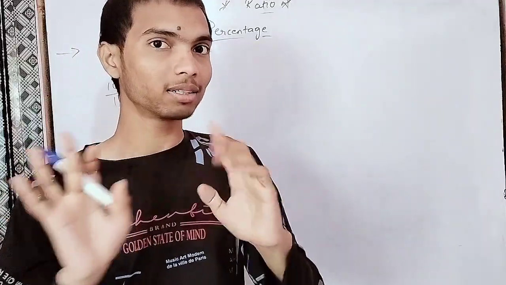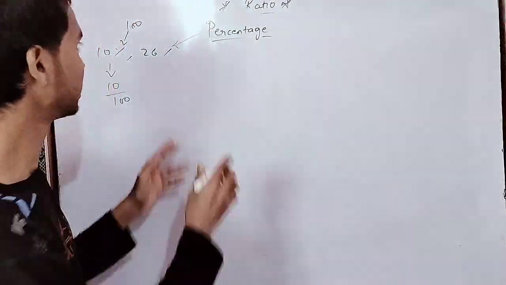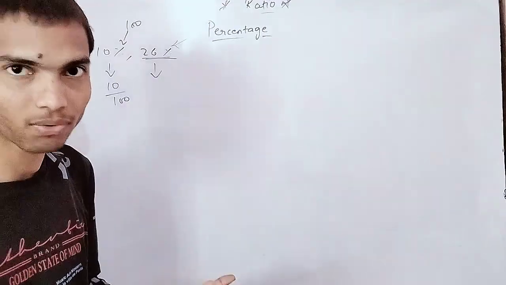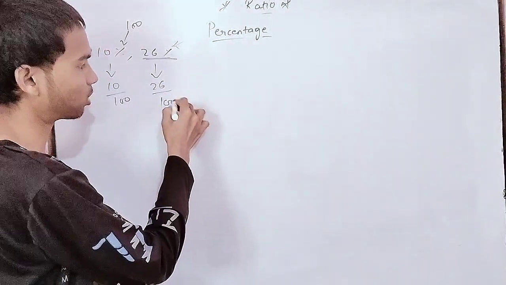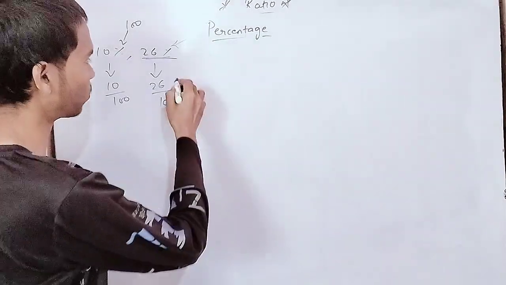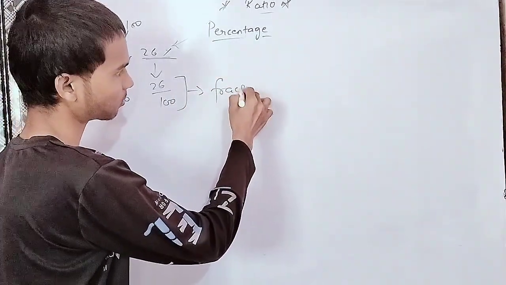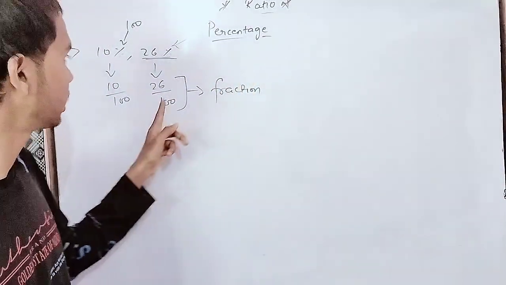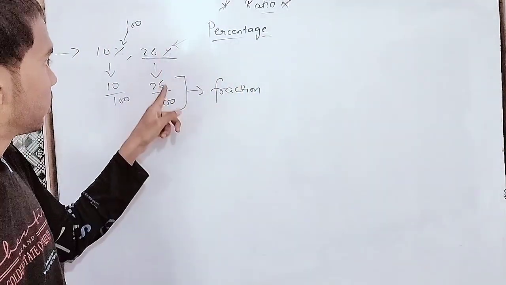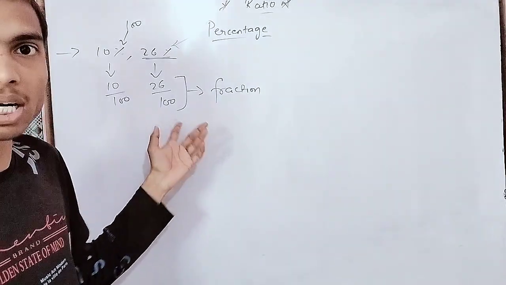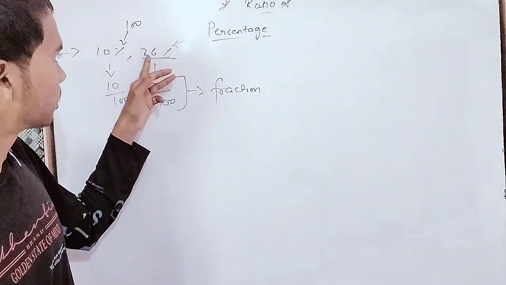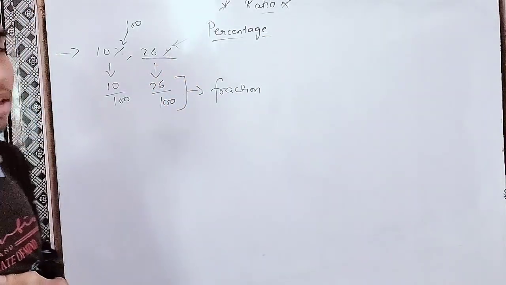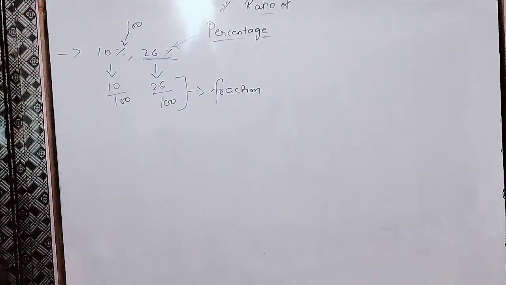Now, you already know that a percentage is a fraction. But here, 26% is not a fraction, but it can be written as a fraction. 26 upon 100 is a fraction. This was not in fraction form, and now it is. How did it come from here to here? It is 26 upon 100. A percentage is also a fraction.